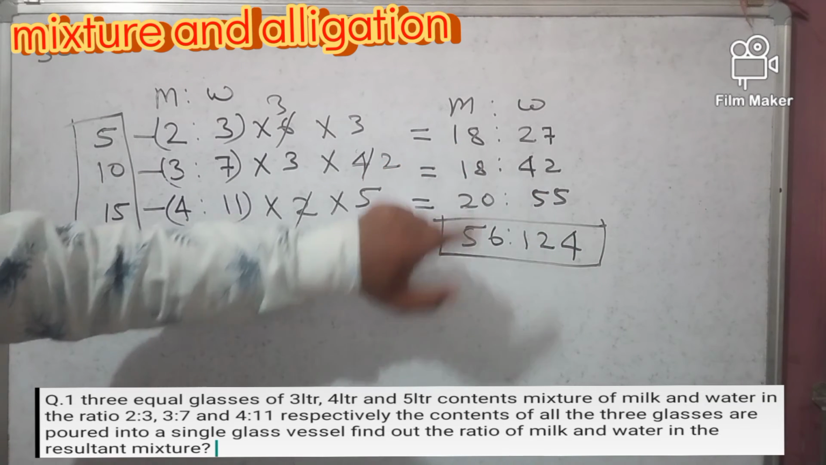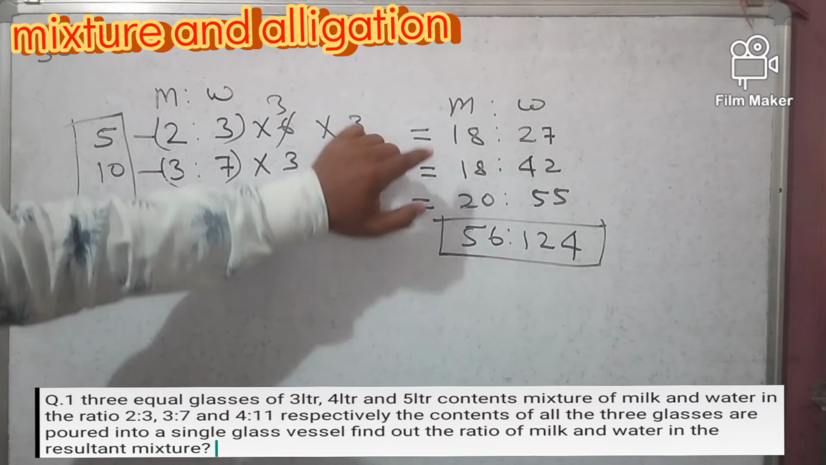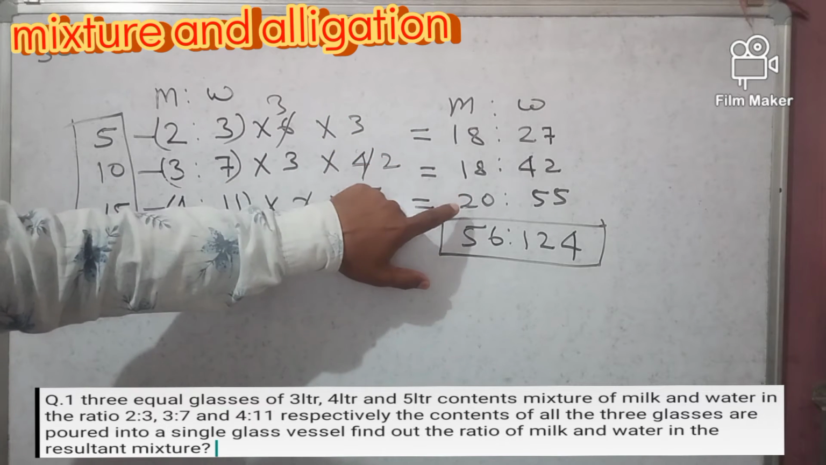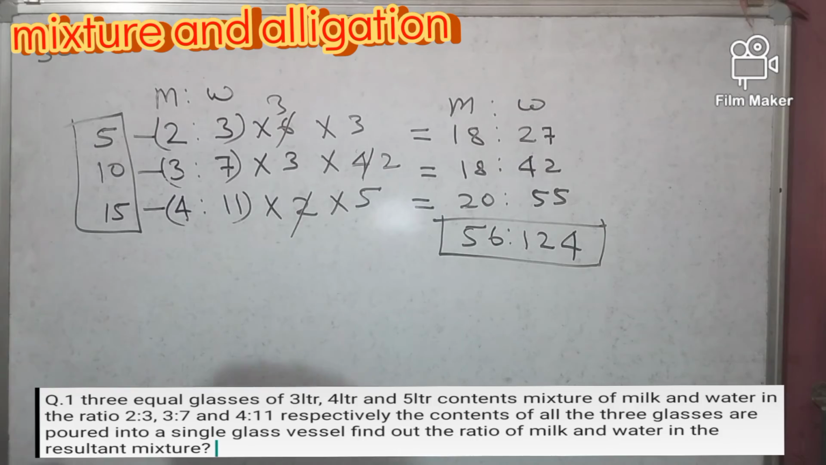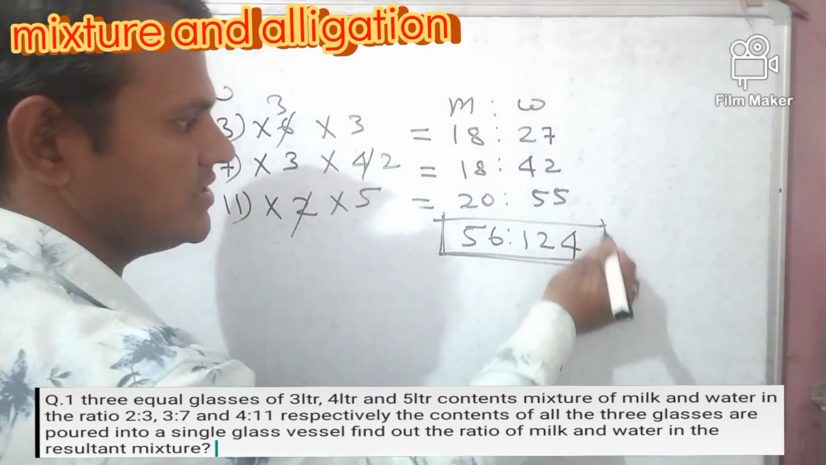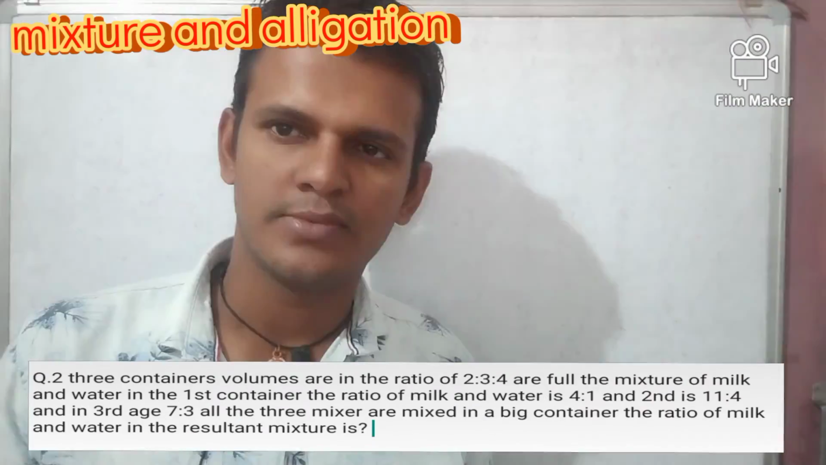8 plus 8 is 16. 6, 1 is carry. 1 and 1 is 2, 2 and 2 is 4, and 1 is 5. So the new ratio is 56 is to 124.